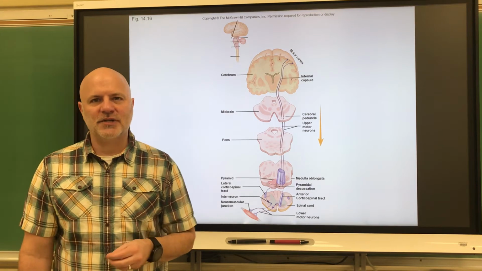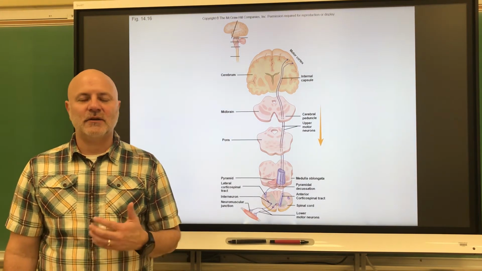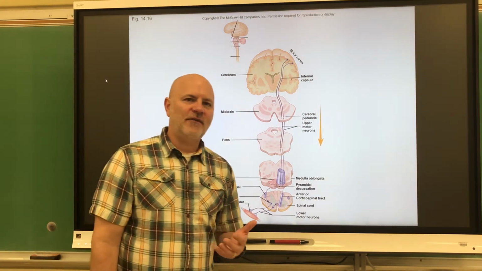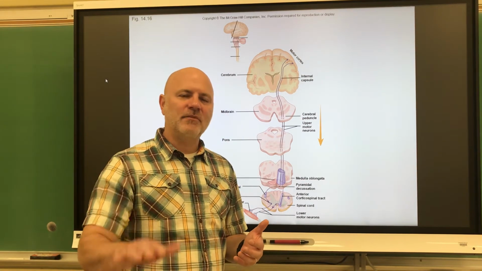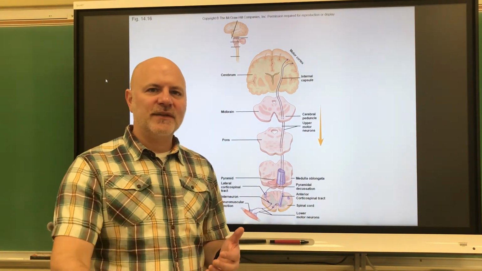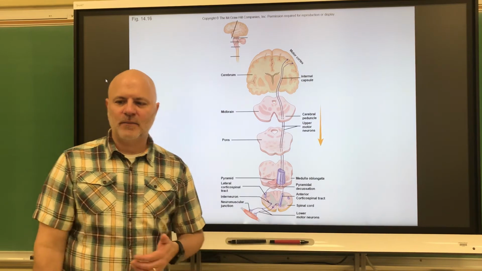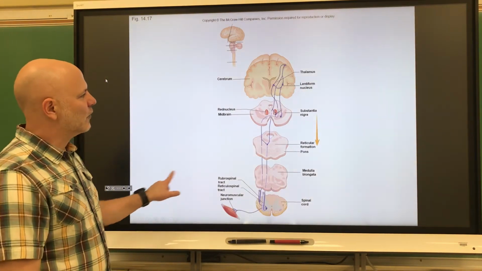Where some tracts are what we call ipsilateral. And that's where the origin and the destination of the tract are on the same side of the body. So if I touch something hot, I'm jerking away from that. That's going to be on the same side of the body. That's an ipsilateral.